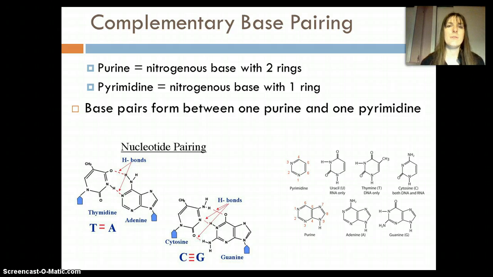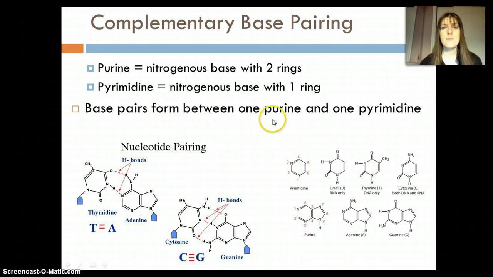When we're looking at our complementary base pairing, so T going with A and C going with G, there's going to be a couple different structures that we notice. First, we have purines. Purine is the name for a nitrogenous base that has 2 rings. Notice we have adenine here with 1, 2 rings, and guanine with 1, 2 rings. Those are both our purines. Then we also have our pyrimidines. They're nitrogenous bases with 1 ring, so that's thymine and cytosine.